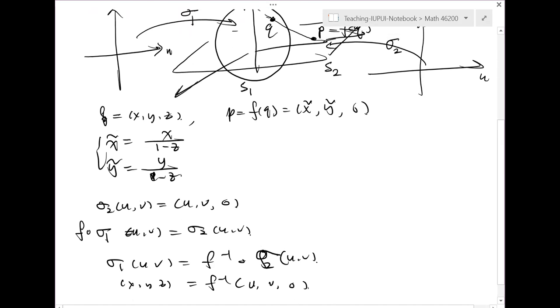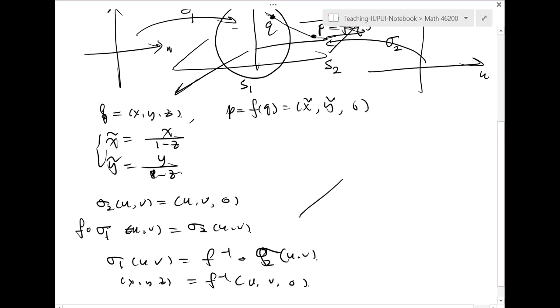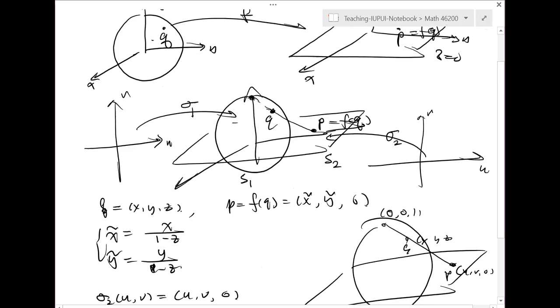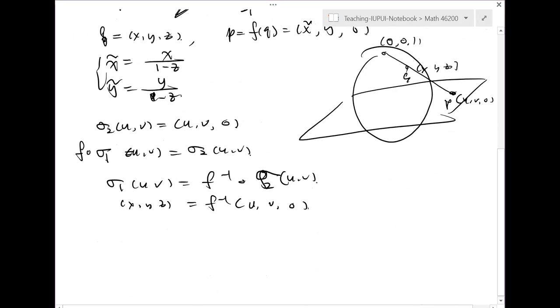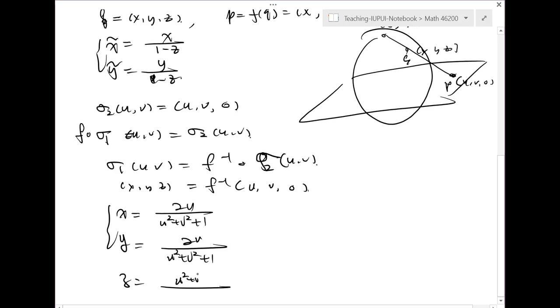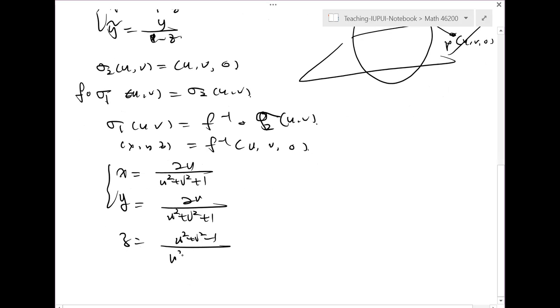All I have to do is look at the picture here again. This is the sphere, and draw the line. And here's a U and a V and a zero. That's my point P, that's Q, and Q is X, Y, Z. And you can quickly find the coordinates for X, Y. So actually X is going to be 2U over U squared plus V squared plus one. Y is going to be 2V over U squared plus V squared plus one. Z is going to be U squared plus V squared minus one, over U squared plus V squared plus one. All right, so that's what we got.